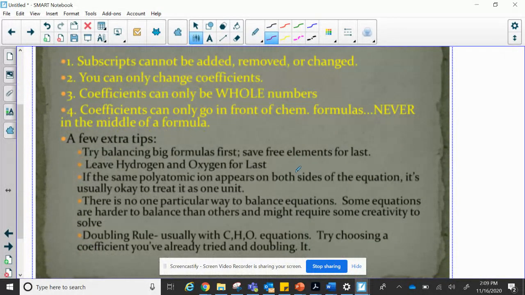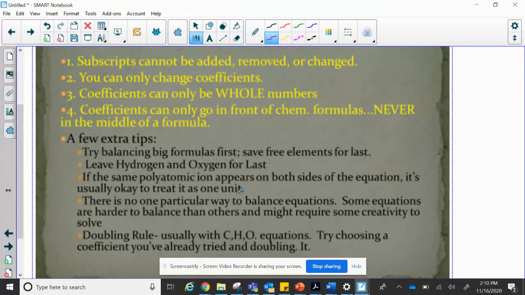Some tips. Try balancing big formulas first. Save little free elements that are alone for last, like Br2 or Cl2, something like that. Leave hydrogen and oxygen for last. A lot of times they work themselves out. If you have the same polyatomic ion on both sides of the equation, it's usually okay to treat it as one unit. That's going to make sense to some of you, not so much to others, because I'm going to show you a different way to do it, kind of.